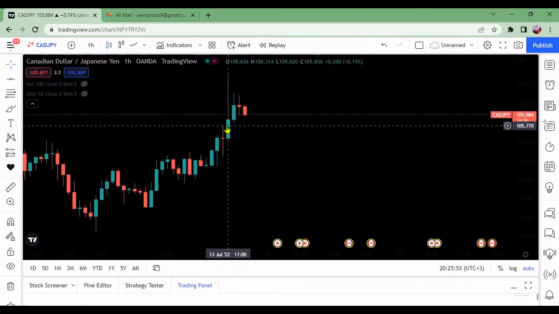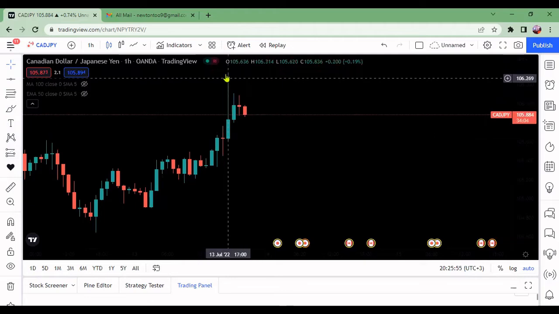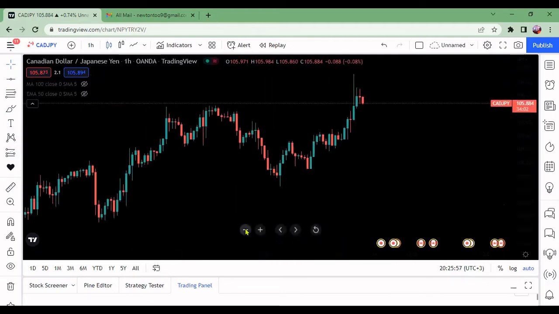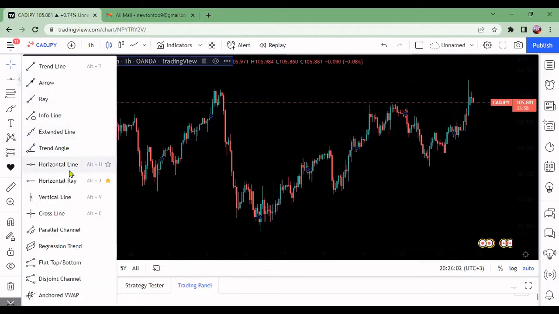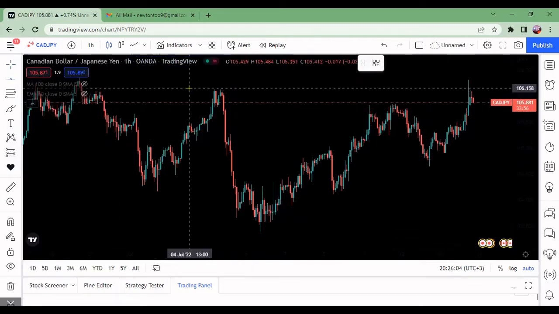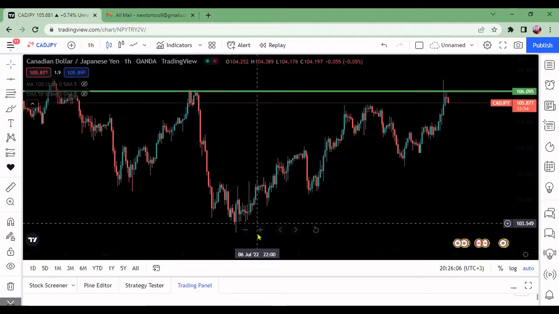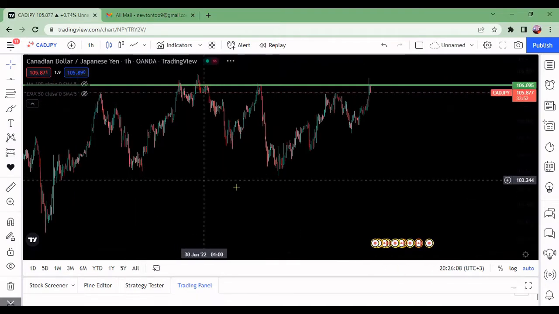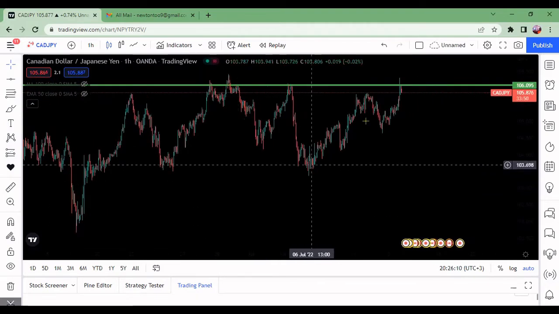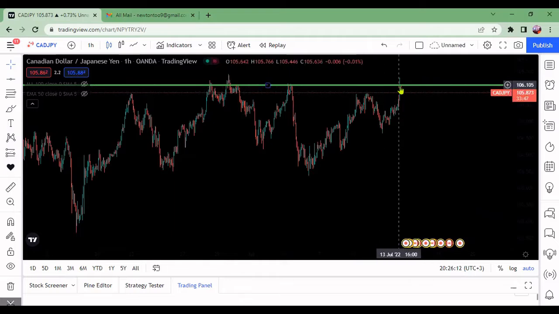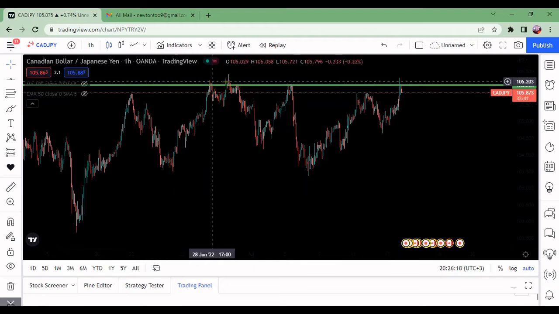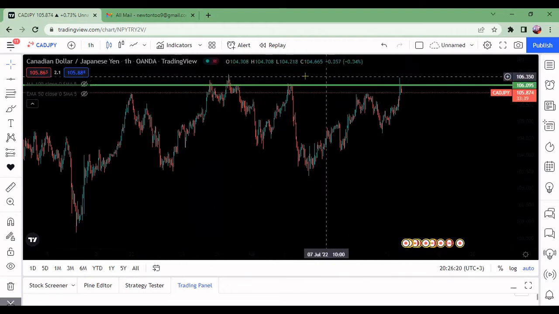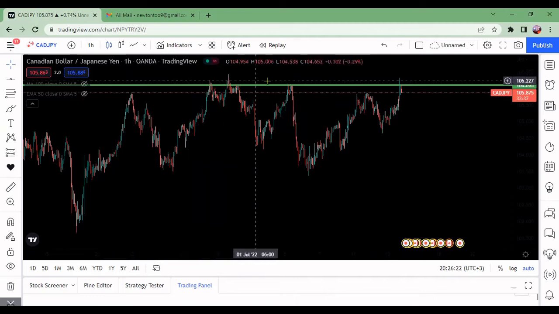This one was a green full body from around here until here. But because we were on a resistance, you can see we are on a resistance in this area. Because we are on a resistance level, this means the sellers have set their selling orders around here. In this area, we have so many sellers.